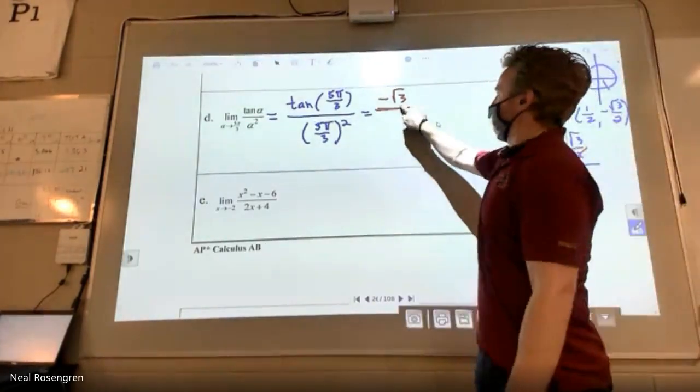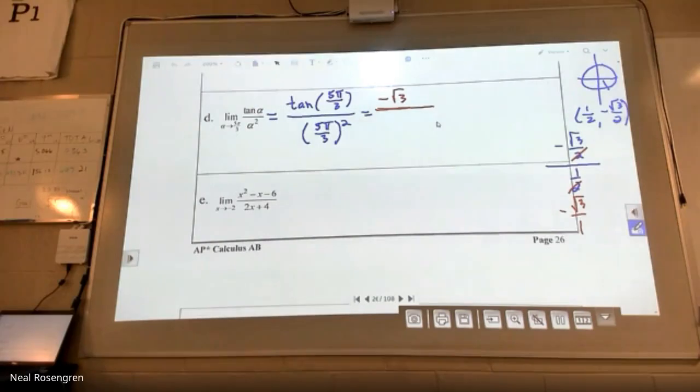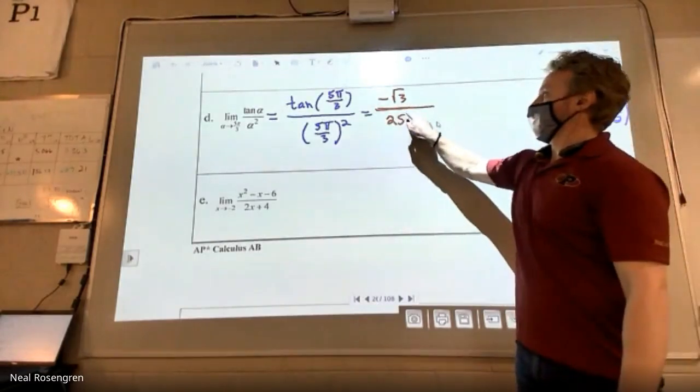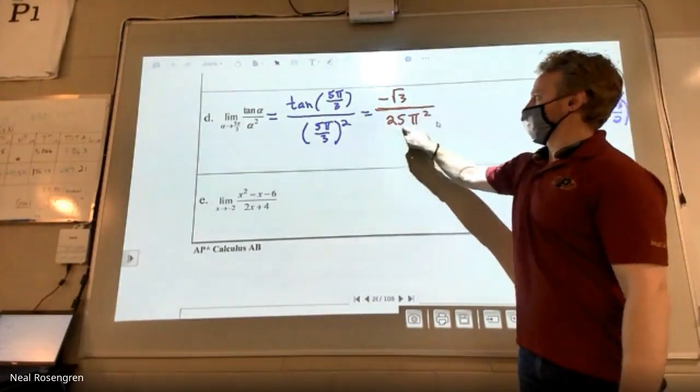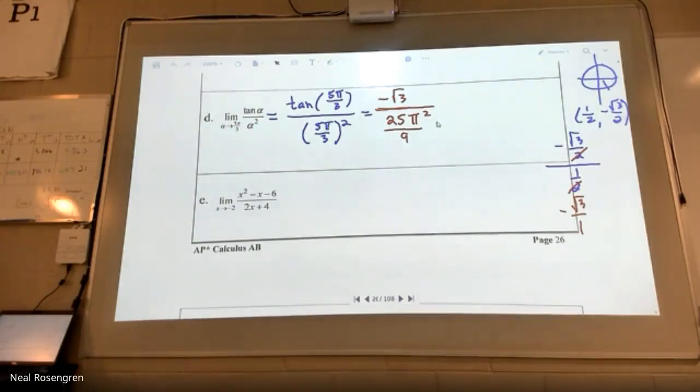Okay, so there's my numerator. Here's my denominator. A fraction squared. Every piece gets squared. 5 squared, pi squared, 3 squared. And you see, I dropped the limit. I don't say the limit as alpha goes to 5 pi over 3. I plugged it in. And the moment that number goes in is the moment the limit notation goes away.